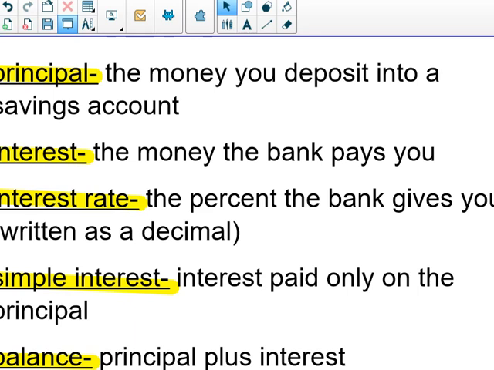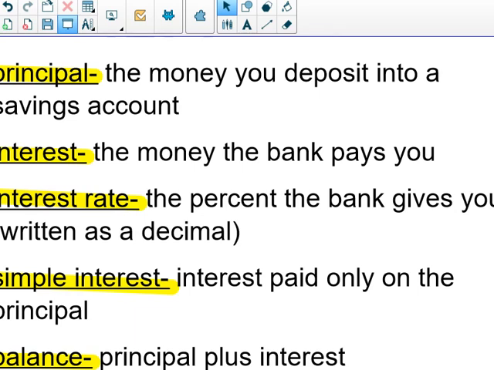And as a result, kind of like a reward, the bank is going to pay you something called interest. The money the bank pays you is interest. How much they pay you is based on this interest rate. Each bank, each day has a different interest rate.